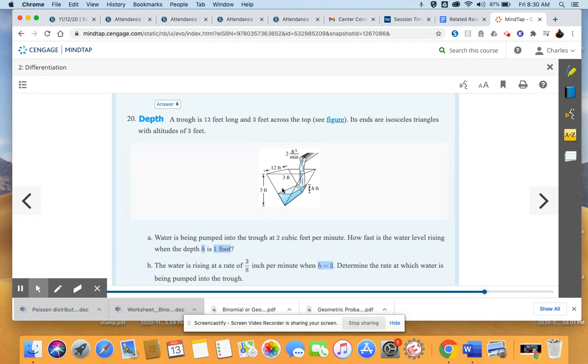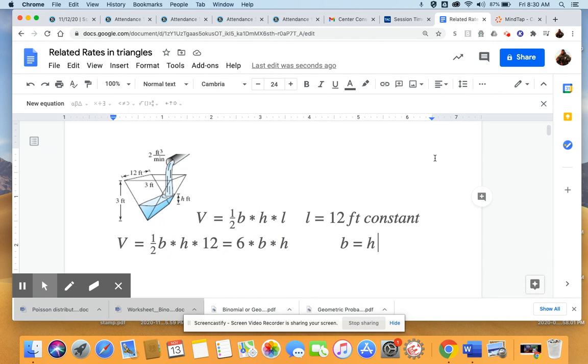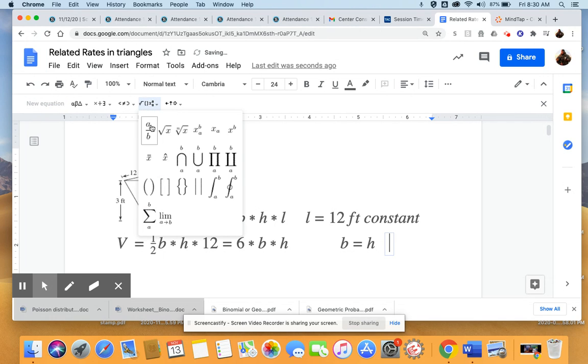So there are 2 changing dimensions that they could ask us about. One would be the base, the width of the water, and the other is the height, the depth of the water. They're asking us how fast is the water level rising? How fast is that height changing? So we want to make a note of that. What are they asking us to find? I'll put it in as an equation.